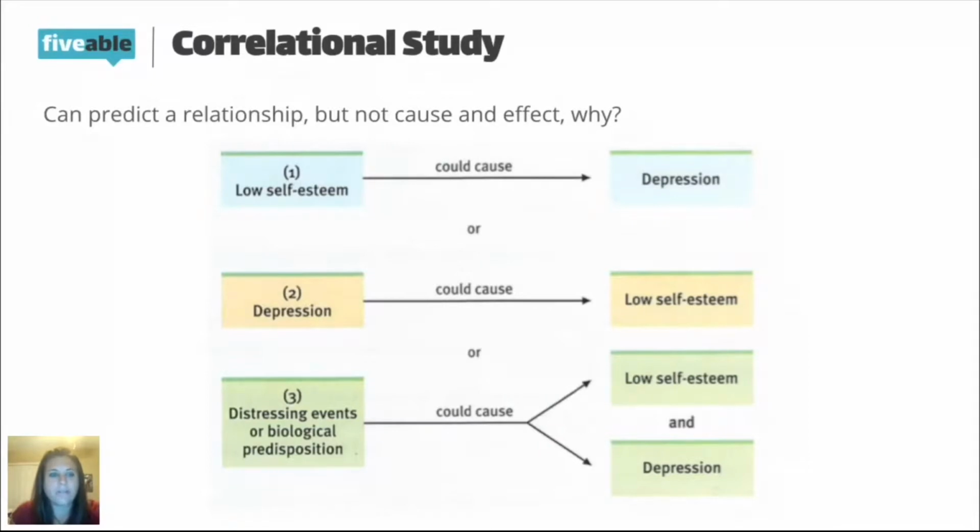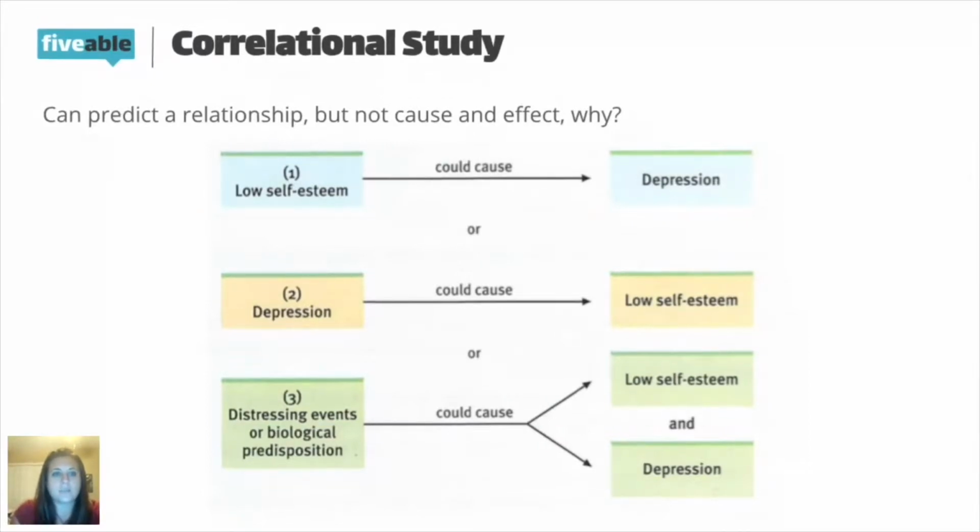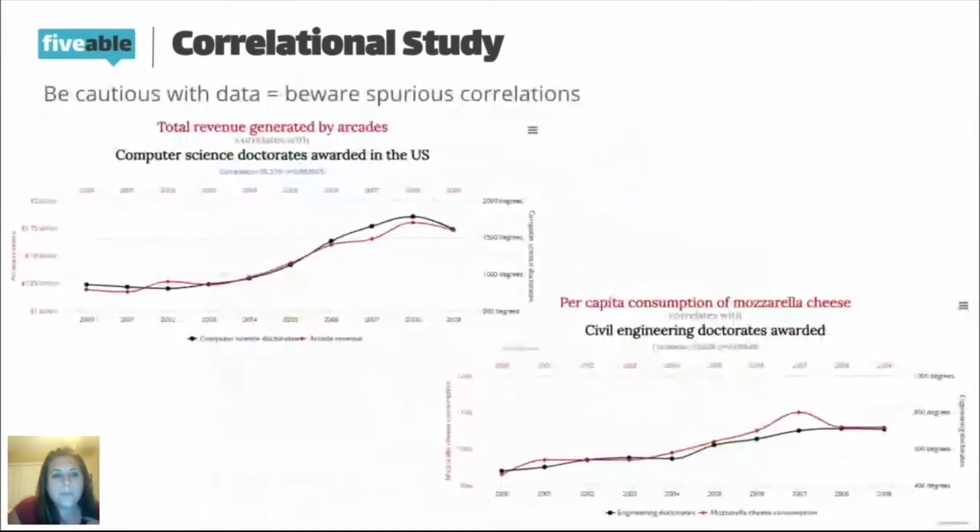And just for a little fun, I like to always look at this website. There's more of these, but they're called spurious correlations. And basically, this is just a warning to always be wary about the data that you're looking at. The red line on the first one here is total revenue generated by arcades in the United States. And then the black line is computer science doctorates awarded. And it appears that those two numbers are correlated. They move pretty strongly together. And if you can see the number there, they're a pretty high correlation. It's 0.98.